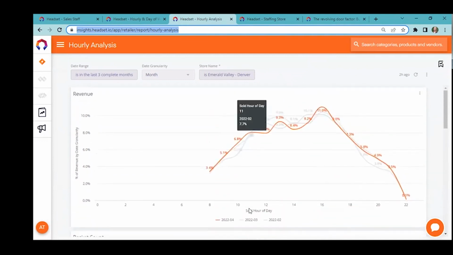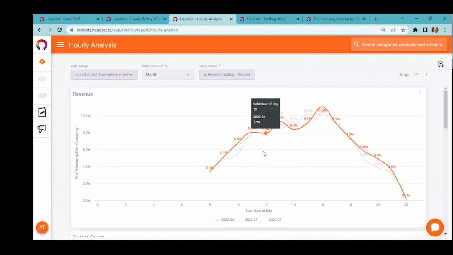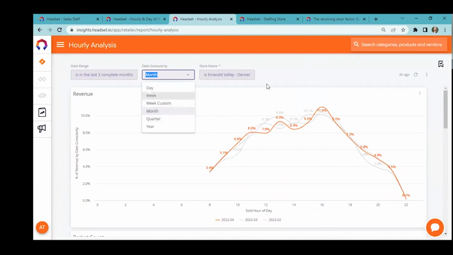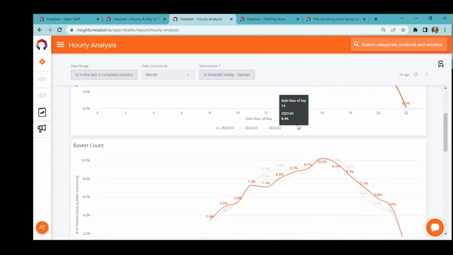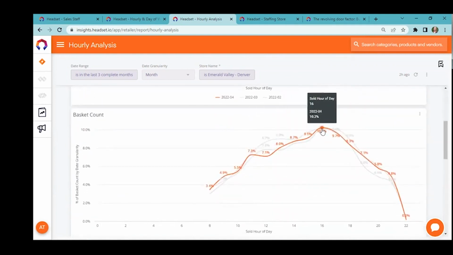And then it can break down by, I'm looking at the last 3 complete months, so each line is going to represent a different month here. And you can break it down again with the date granularity if you want to look at it by month or by week, but that would add a lot of squiggly lines here. So again, pretty straightforward.